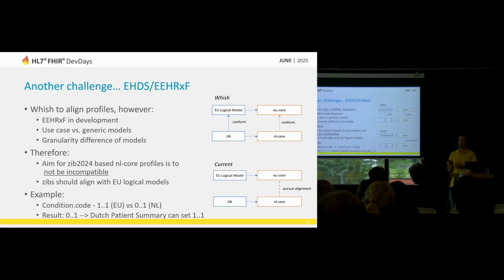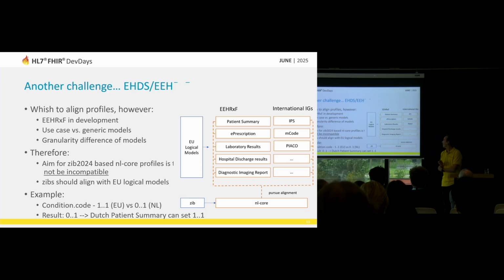To make it compatible in the future, first the zips should align more. An example here is the European patient summary. The condition is mandatory, and we decide that for our NL core profile, we leave it at 0..1, or optional. Then an interoperability standard like the Dutch patient summary can make it mandatory. Here, we're looking at all the use cases, and not only at the European Health Data Space, but also at other implementation guides internationally.